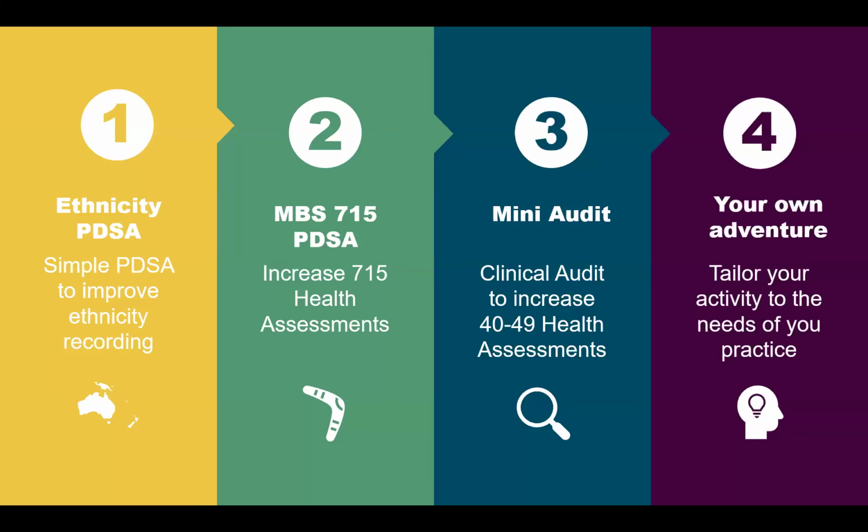There's another very simple activity around increasing the number of 715 assessments for those First Nations people. And then we have some others, a little bit more complex, for those practices that are already along the journey of quality improvement. You have the option for a mini audit, and this mini audit is tailored to increasing those 40 to 49 health assessments that Jane was talking about. It is a whole process. It's a more convoluted process. And then we understand that some of these activities might not be for you. We understand that everyone is different, but you also have the option to choose your own adventure. And this is where the engagement officers come and give you all the expertise and can work with you and see what are the activities that you could do to improve the quality of your services.